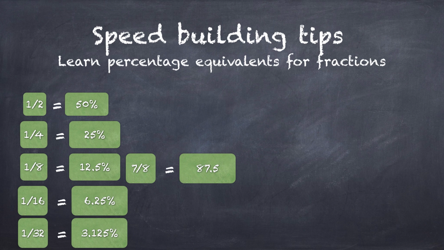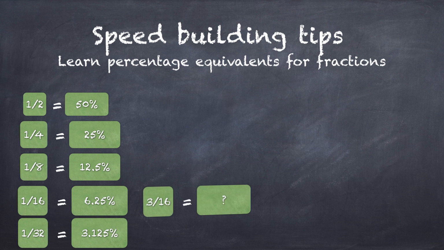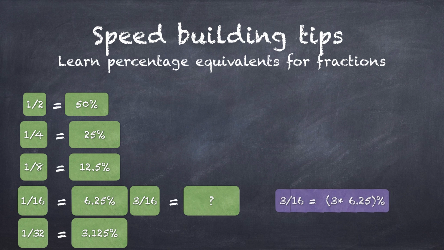It's not only about memory, it's also about being able to calculate these numbers. For example, one would not expect you to remember a fraction like 3 by 16, but I know 1 by 16. So how do I go about calculating 3 by 16? It should be fairly easy. 3 into 6.25, 3 into 6 gives me 18, and 3 into 0.25 gives me 0.75. So my value would be 18.75.